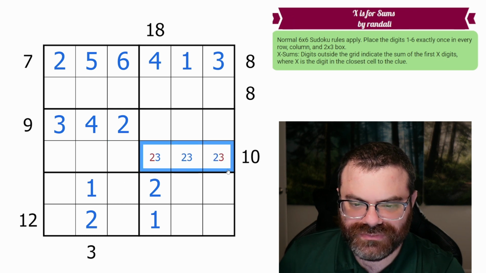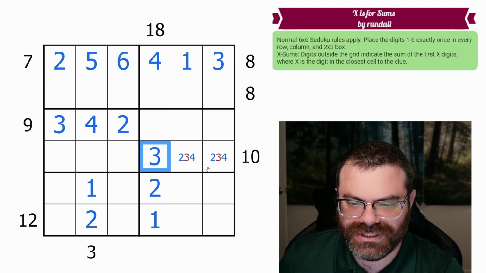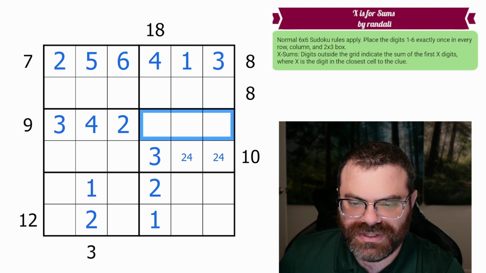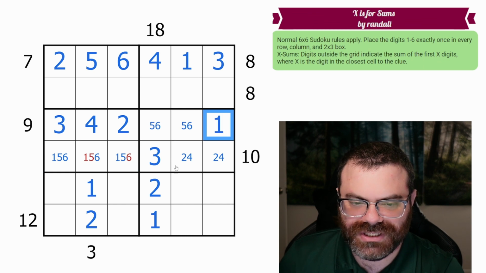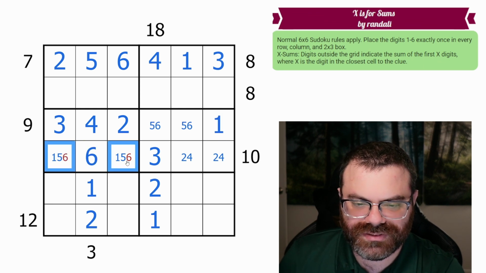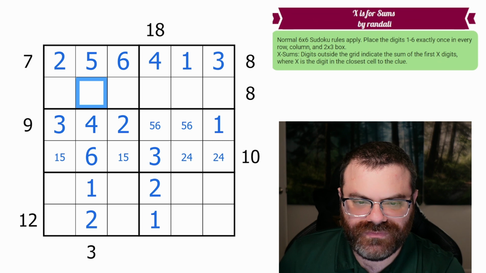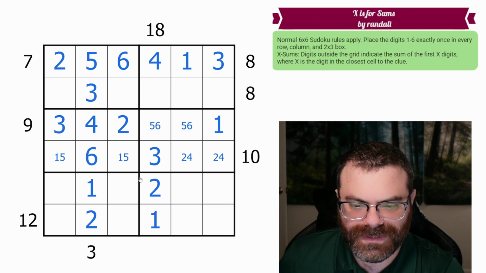So this needs to be 2, 3, 4. That's the only place for 3. And that means this is 1, 5, 6. Both of these are 1, 5, 6. So this is the only place for 1. This can only be 6. This column finishes with a 3.